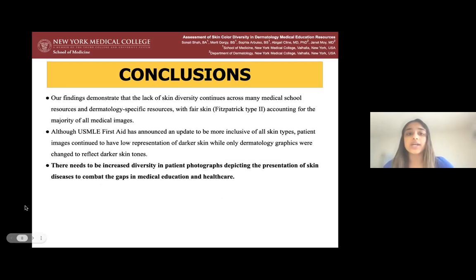In conclusion, our findings demonstrate that the lack of skin diversity continues across many medical school resources and dermatology-specific resources, with fair skin accounting for the majority of all medical images. Although First Aid announced an update to be more inclusive of all skin types, patient images continue to have low representation of darker skin, while only graphics were updated to reflect darker skin tones.